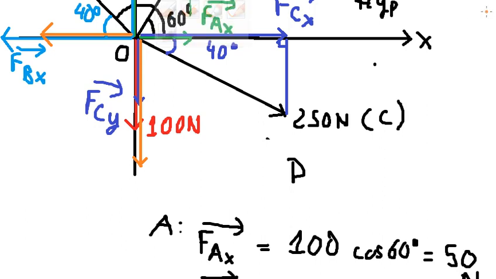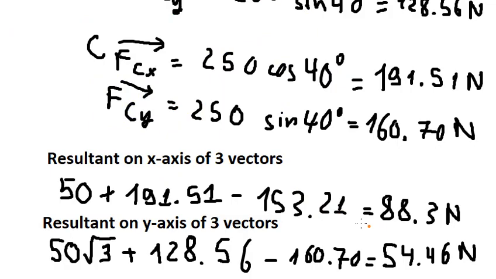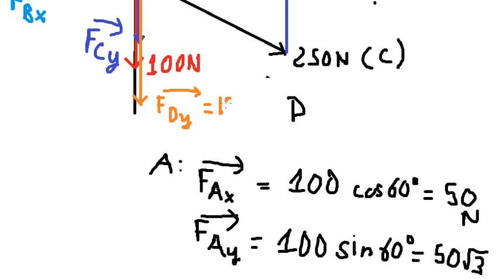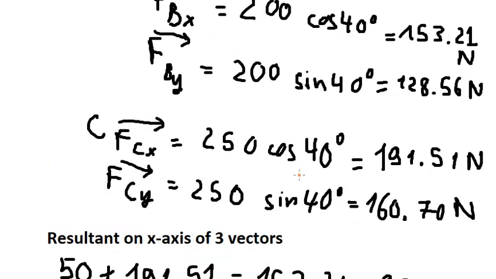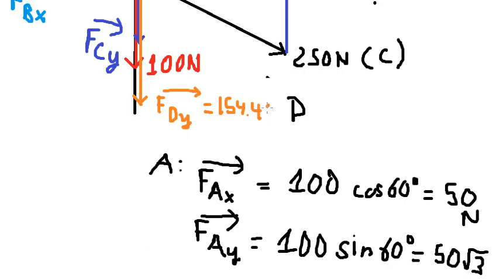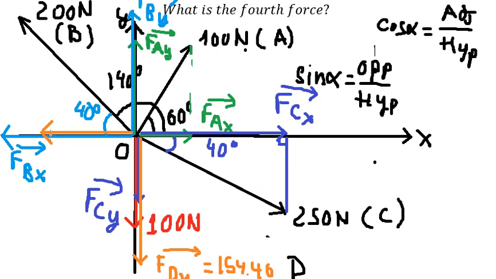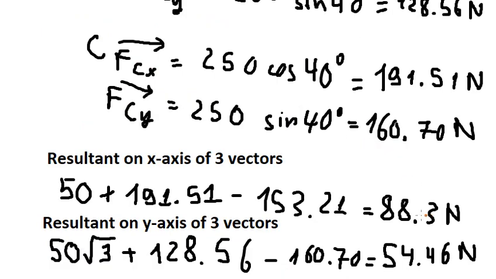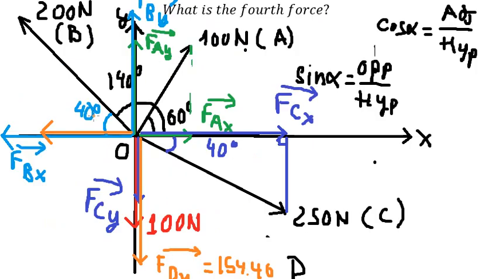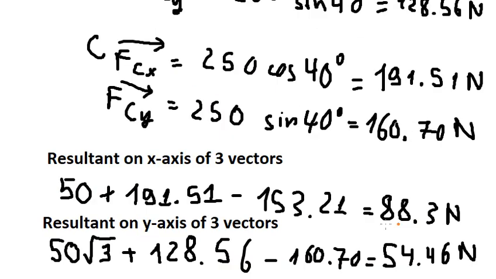So this one, FDY, that should be about 154.46. This one, that is about the opposite of this one. So we have FDX, and this one should be about 88.3.